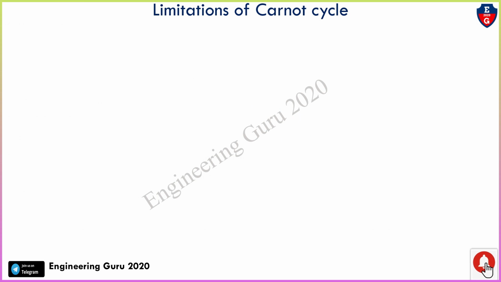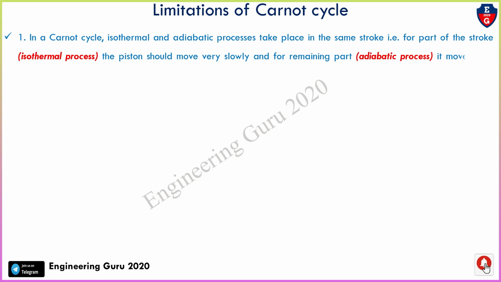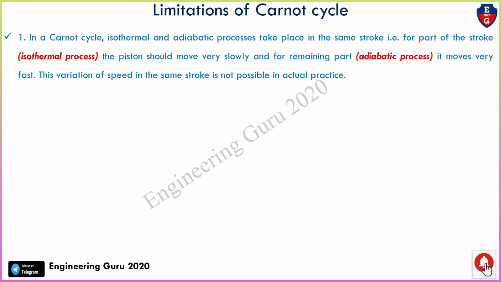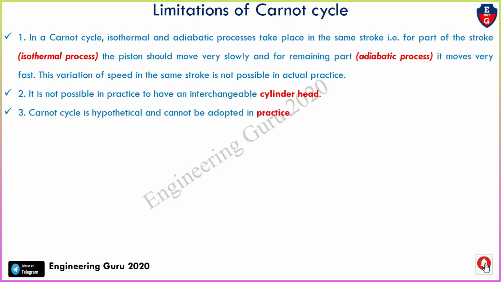Now see the limitations of the Carnot cycle. The first one: in the Carnot cycle, isothermal and adiabatic processes take place in the same stroke. That is, for part of the stroke the isothermal process, the piston should move very slowly, and for the remaining part the adiabatic process, it moves very fast. This variation of speed in the same stroke is not possible in actual practice. So this is limitation number 1. Second, it is not possible in practice to have an interchangeable cylinder head. Third, the Carnot cycle is hypothetical and cannot be adopted in practice.